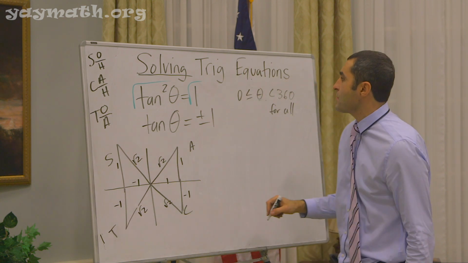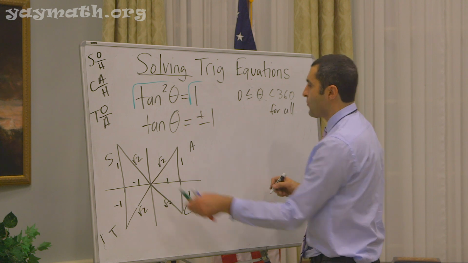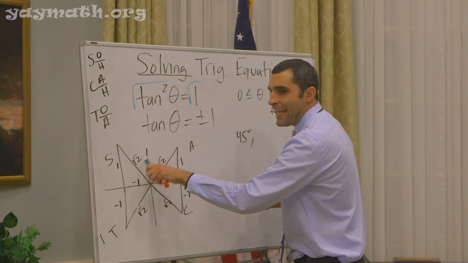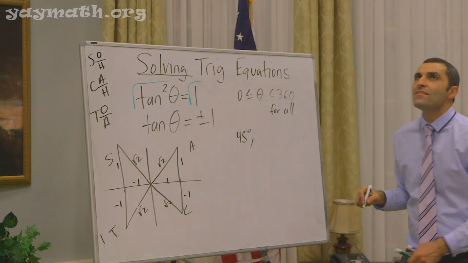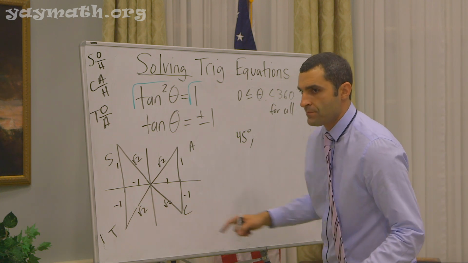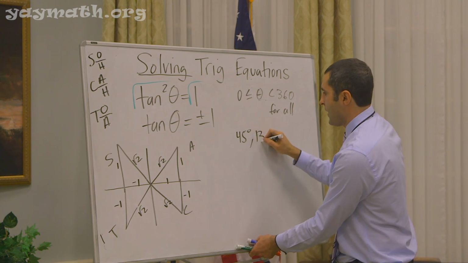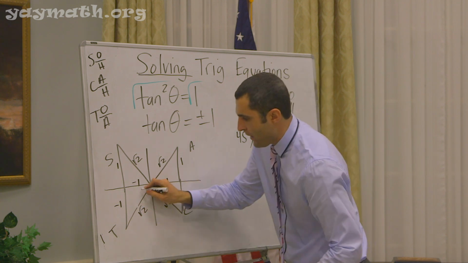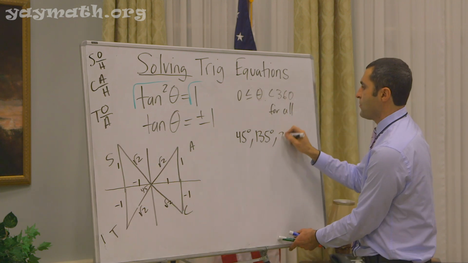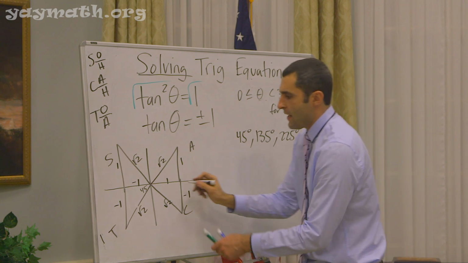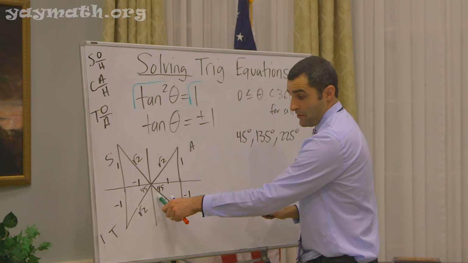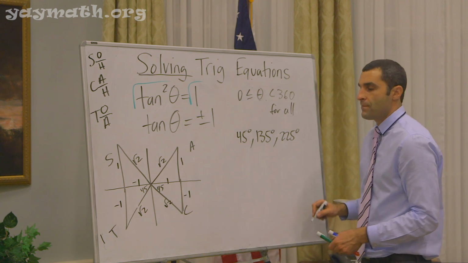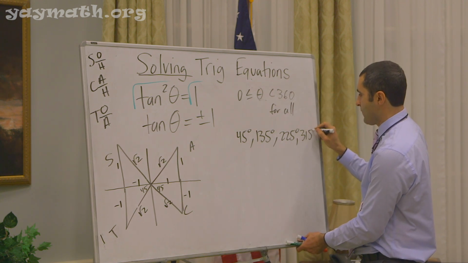Let's put down all the answers in degrees. Starting with this in quadrant 1: 45. 180 minus 45 is 135. Now 180 plus 45 is 225. And 270 plus 45 would work, or 360 minus 45 is 315. So that's the answer to the first question.